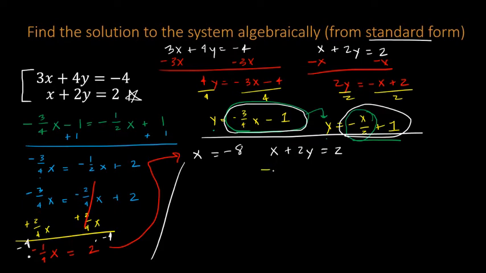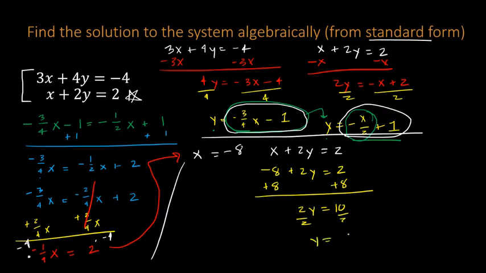So I know that x is equal to negative 8. So I've got negative 8 plus 2y equals 2. And I'm going to solve this, just like I would any other algebra expression if I was dealing with variables. So I'm going to add 8 to both sides. I get 2y equals 10. And then I'll divide both sides by 2, and I get y equals 5. So the solution to this system is negative 8, 5.